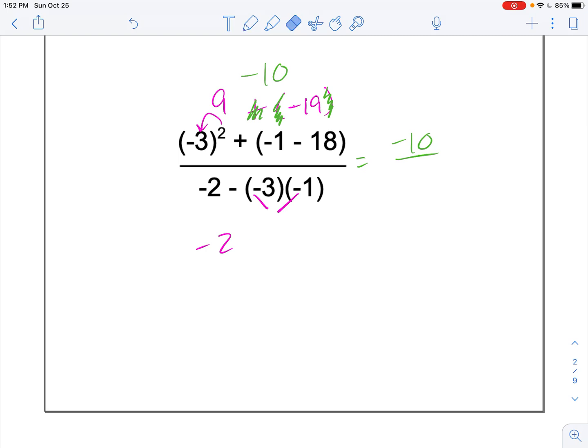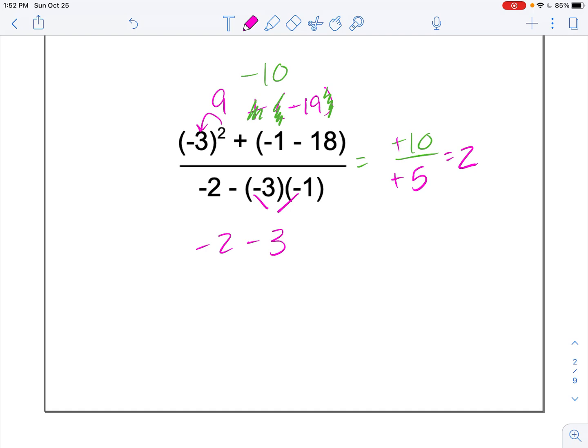Oops, sorry about that. I erased the wrong thing. So now I'm at negative 2, and I go to the left 3 more spots. I'm at negative 5. A negative divided by a negative is a positive, so my answer is positive 2.